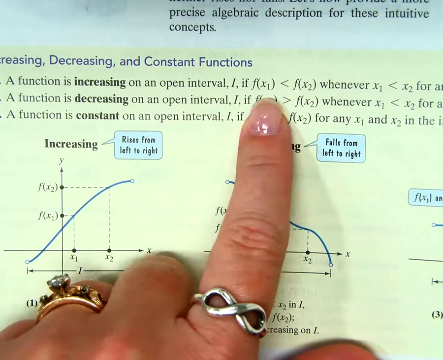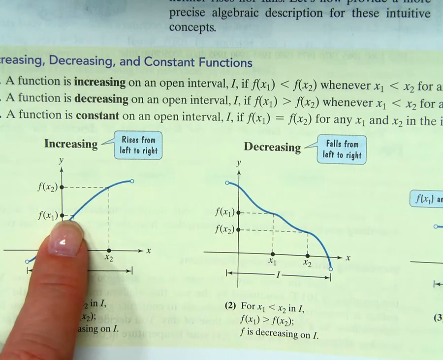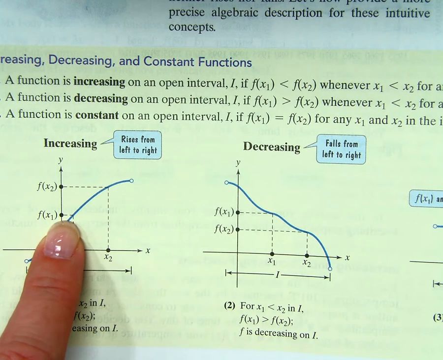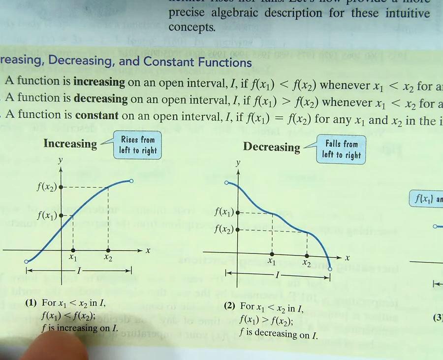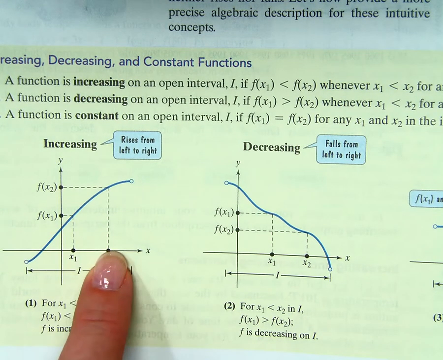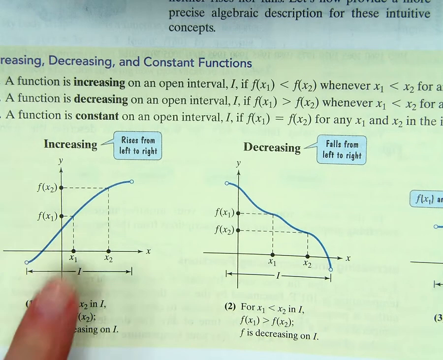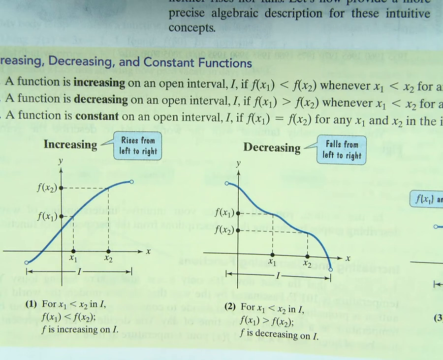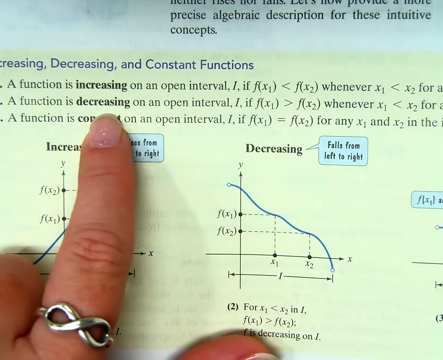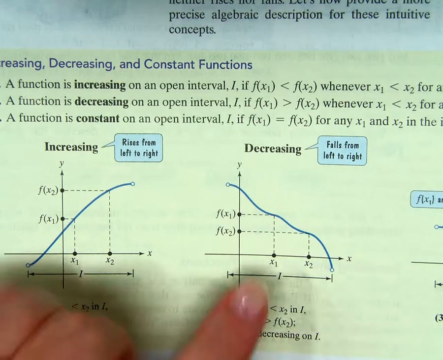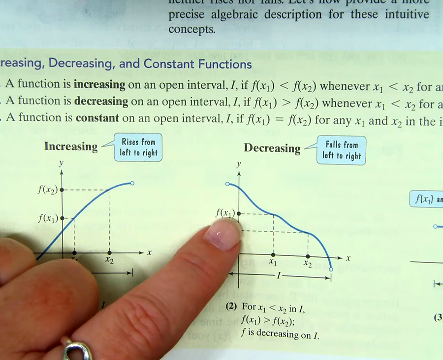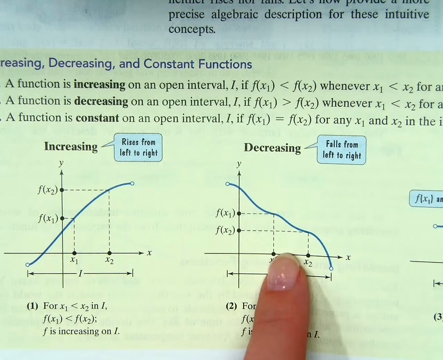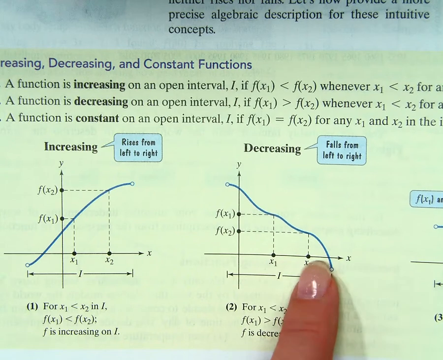But you know it's increasing when f of x sub 1 is less than f of x sub 2. This value is less than this value. Does that make sense? Whenever x sub 1 is less than x sub 2, if this value is less than that value in the interval, that means it's increasing. So decreasing, does it make sense that they would be the other way? f of x sub 1 is higher than f of x sub 2.